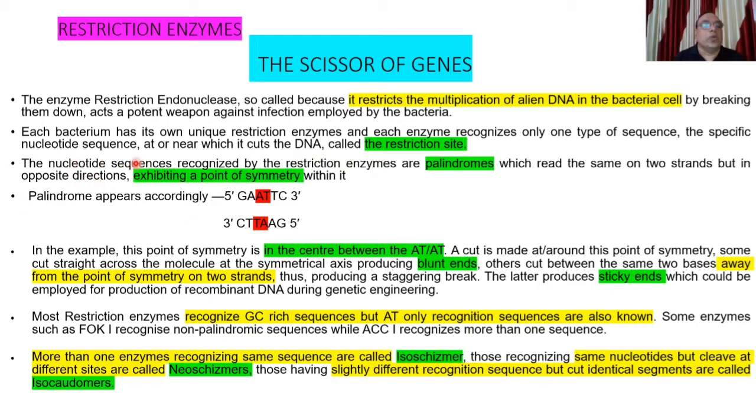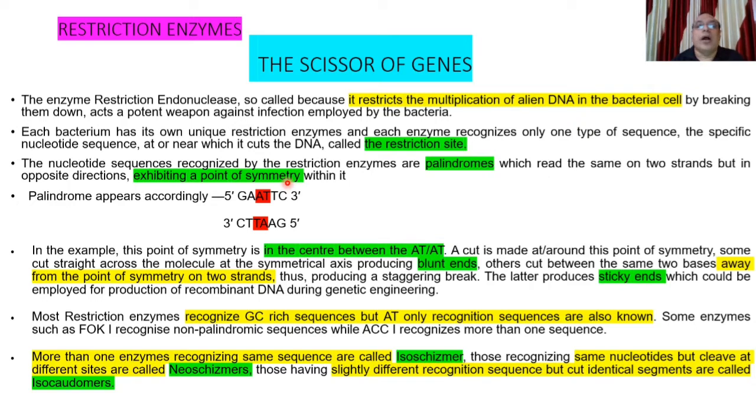So the nucleotide sequence usually recognized by the restriction endonuclease, and particularly in case of genetic engineering or recombinant DNA technology, we employ restriction endonuclease type 2. Most of the restriction endonucleases falling in this category have a recognition segment that is a palindrome. Palindrome, do you know what it means? What do you mean by palindrome?